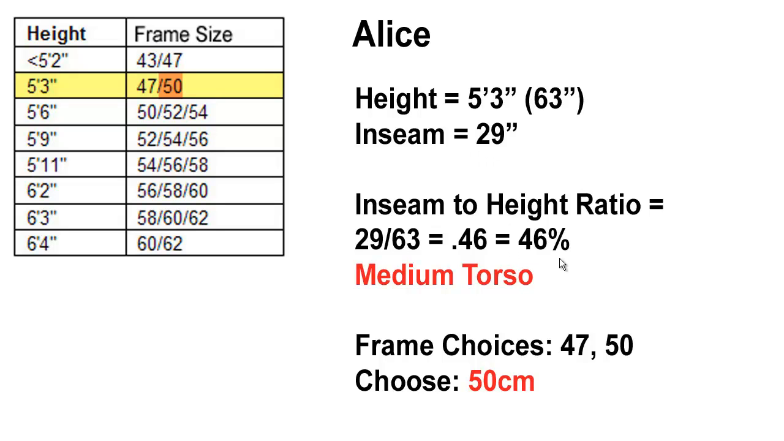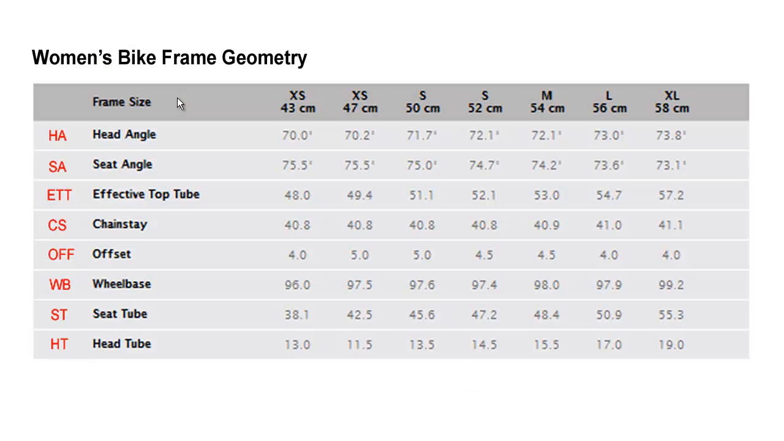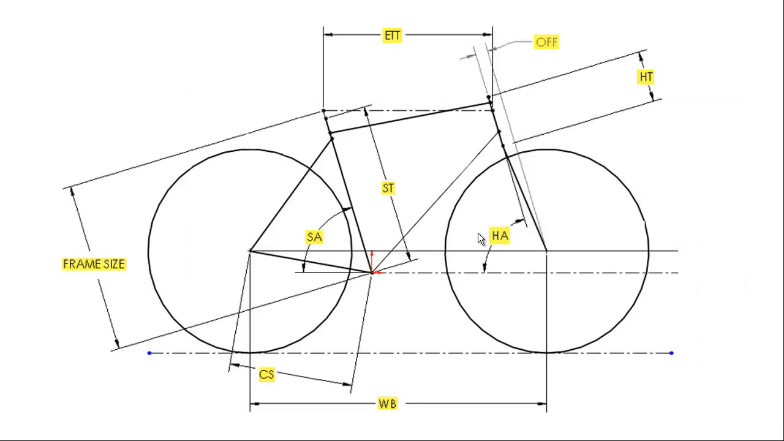Finally, Alice is 5 foot 3 inches, 63 inches equivalent, with an inseam of 29 inches. This gives her an inseam to height ratio of 46%, which gives her a medium torso. Her height is on the chart. Because she has a medium torso, we will use the middle column, which for her will be a 50 centimeter bike. Now that we've determined how to select frame sizes, we can carry on with the process described in part 1 of this video, which is to use the geometry table and the appropriate numbers to alter the parameters in our Solidworks frame geometry sketches.